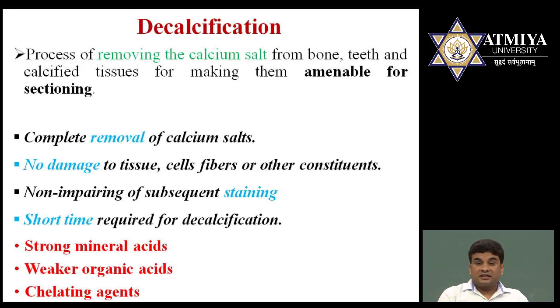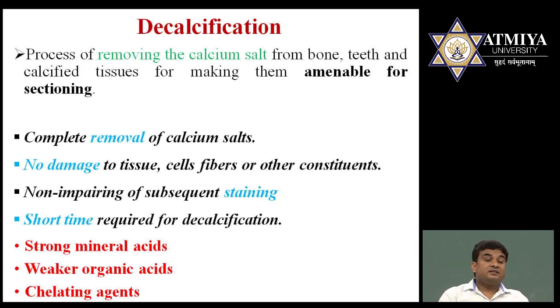There are various types of reagents: strong mineral acid based, weak organic acid, and chelating agent. Whatever reagent you use depends upon the type of tissue and the process you are following. If you are using this type of reagent, it needs to follow four main criteria. First, it should remove the complete calcium from the tissue. Second, it should not take much time. It should complete within a stipulated time.